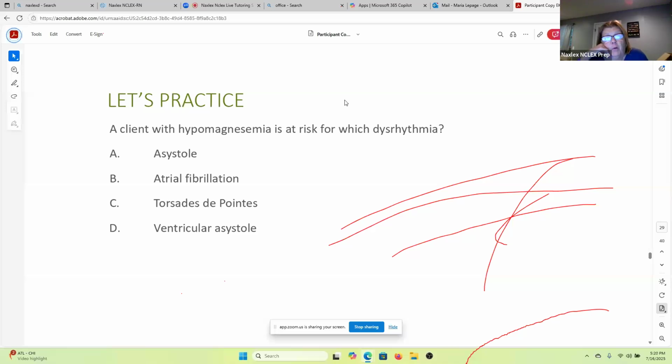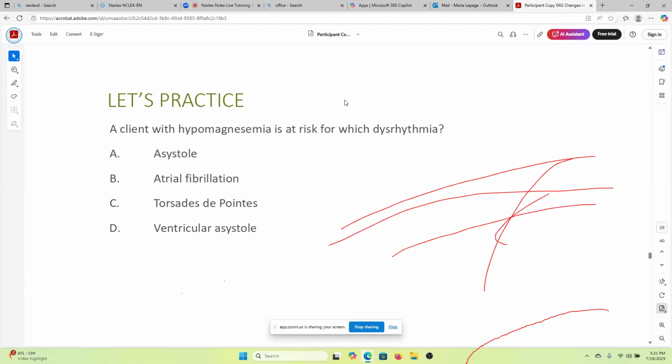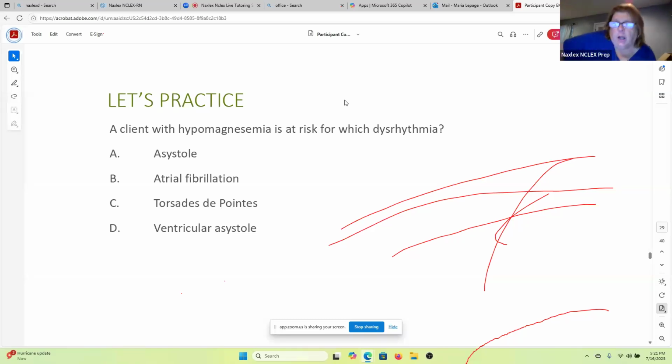A client with hypomagnesemia is at risk for which dysrhythmia? Torsades de pointes. Yep. It's that polymorphic ventricular tachycardia. Asystole, remember, is a flat line. Your atrial fibrillation patients, magnesium doesn't affect the atrium so much, it affects the ventricles. And then ventricular asystole is the same thing as asystole, right?